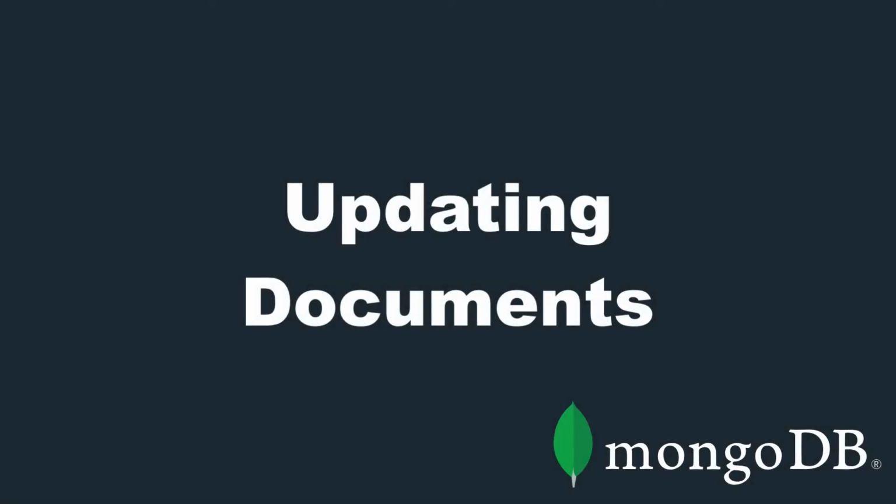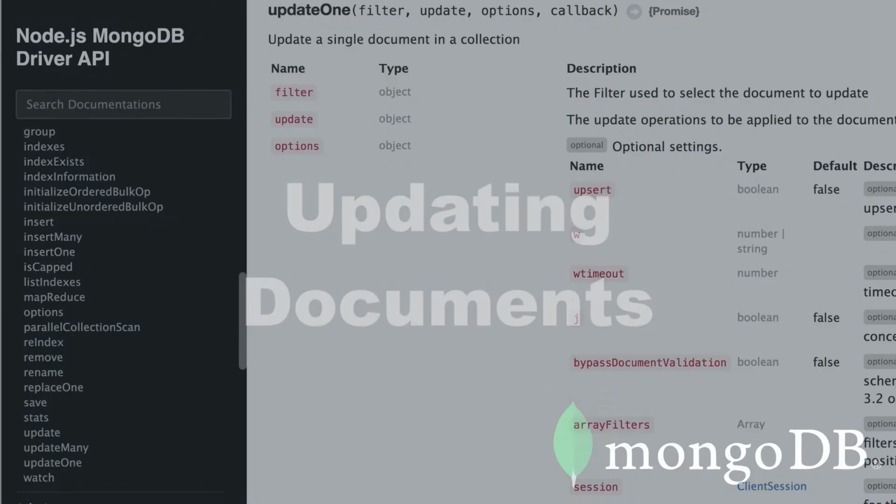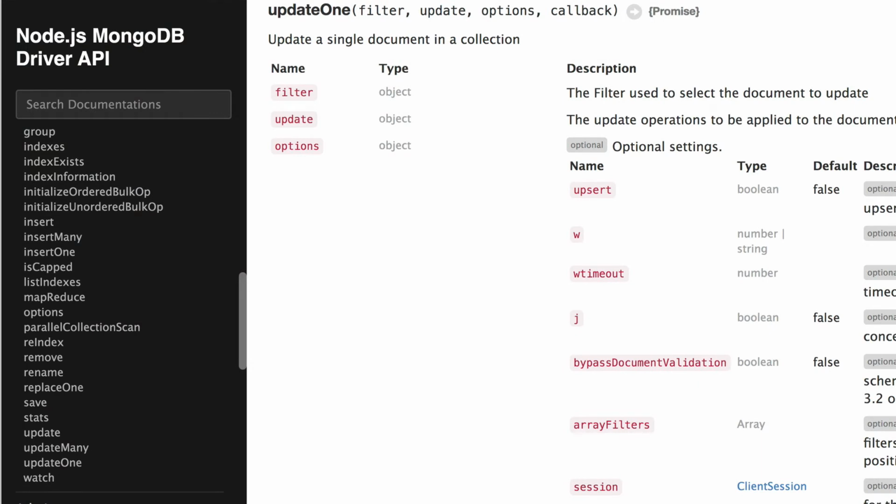So now that we know how to create documents and read them, let's talk about the next of the CRUD operations, update. The collection API has a function called updateOne. UpdateOne has 2 required parameters. First, there's a filter of type object. The filter is used to select the document to update.